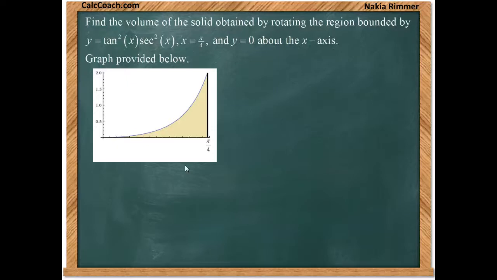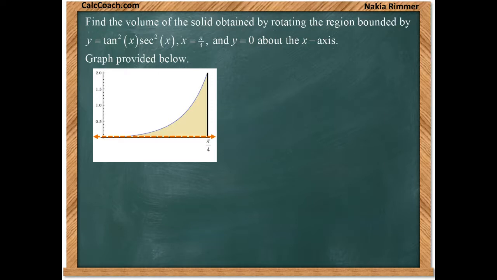Find the volume of the solid obtained by rotating the region bounded by y equals tan squared of x times secant squared of x, x equals pi over 4, and y equals 0. This will be rotated about the x-axis. The graph is provided here for you. We're rotating around the x-axis.